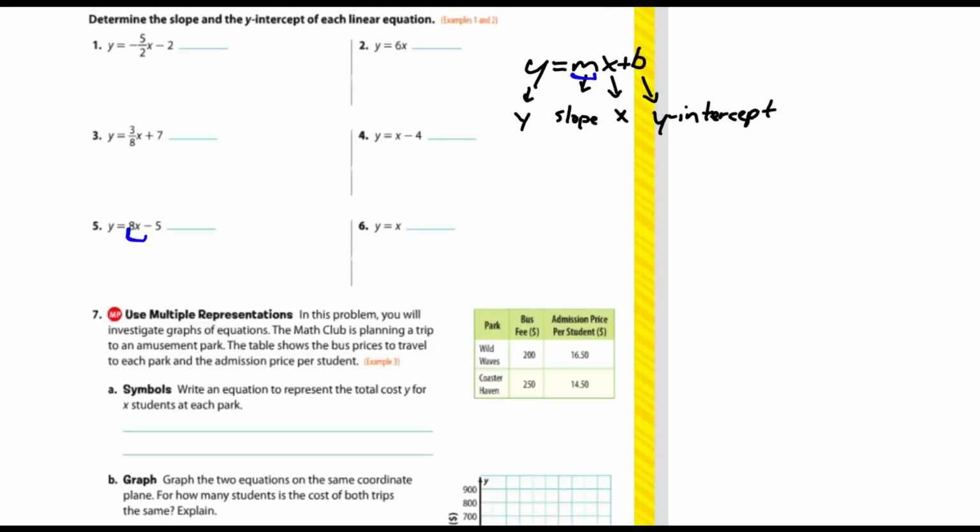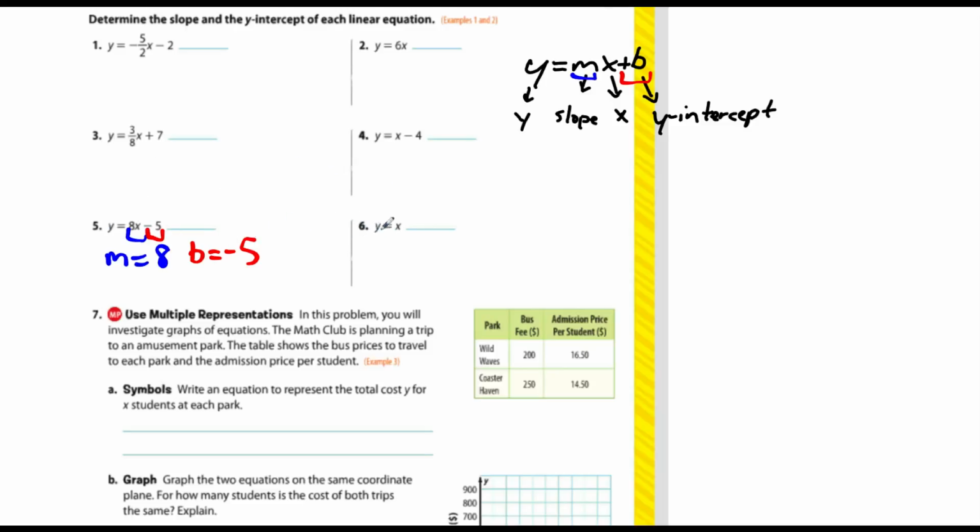So the number being multiplied by x is 8, so we say m is just 8. And then our y-intercept is the number at the end. So the number at the end is minus 5, so we say b is negative 5. And that's all we got to do. So pick the numbers out of the equation. The only time it gets more complicated, even a little bit, is when it doesn't look just like this.